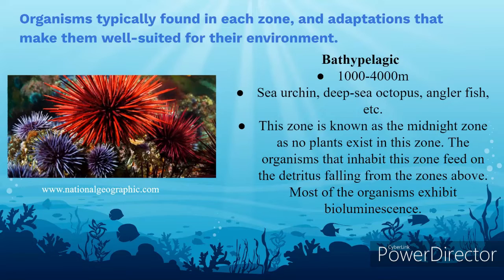So the level bathypelagic is from 1,000 to 4,000 meters. The organisms found are sea onion, deep sea octopus, and anchovies. This zone is known as the midnight zone, as no sunlight reaches this zone. The organisms that inhabit this zone feed on the debris falling from the zone above. Most of the organisms exist bioluminescent.